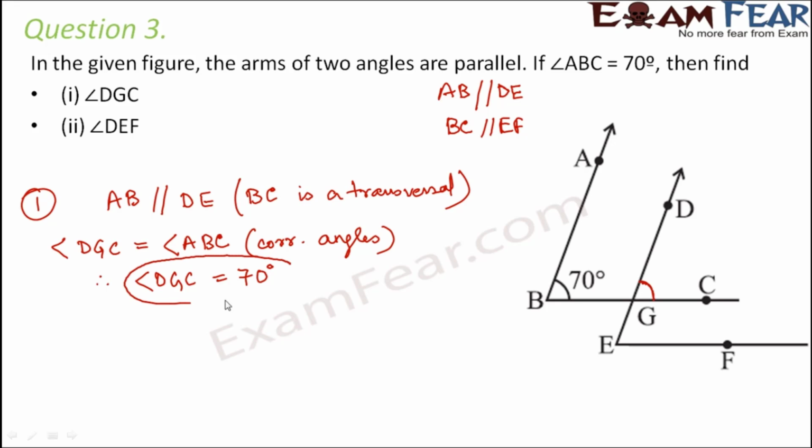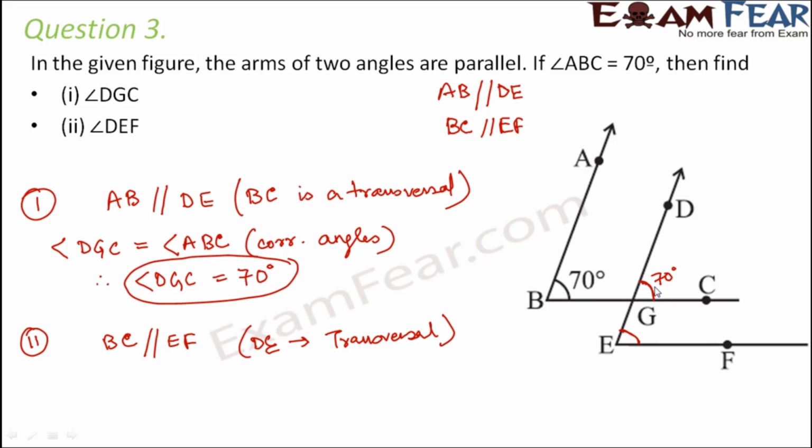So the first part is done. So this angle is 70 degrees. Now let us look at the second part where we have to find out angle DEF, that is this angle. Now here you focus on this part where BC is parallel to EF, that is given. So here DE acts as a transversal.